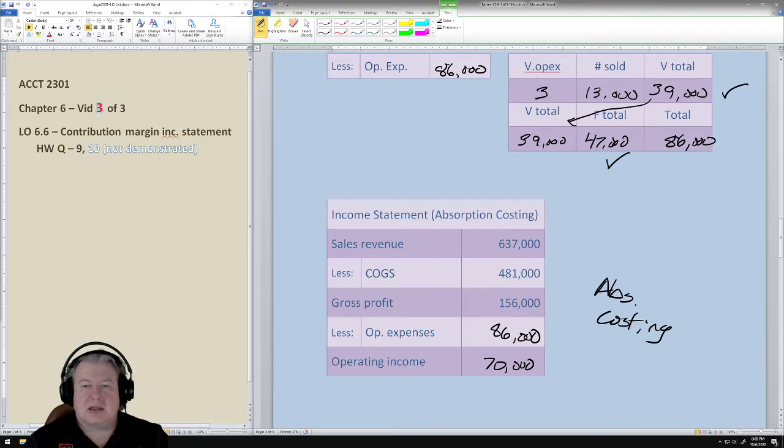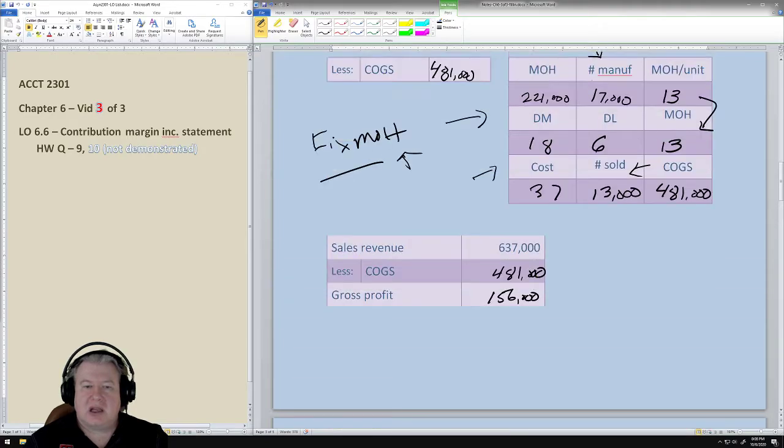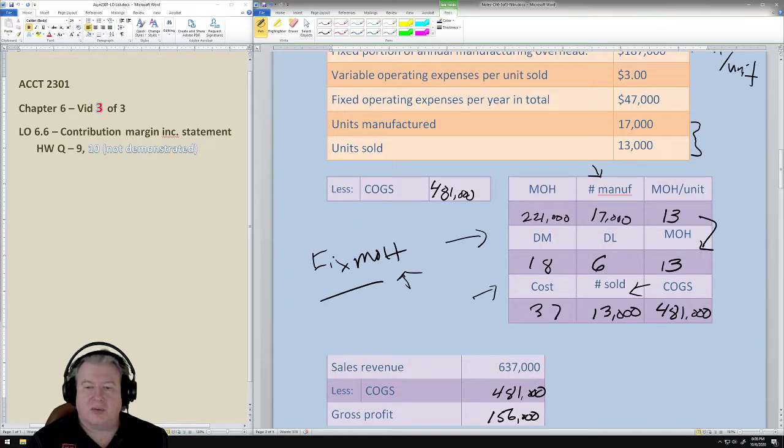And just to be clear, where did the fixed MOH go? If you notice, the fixed MOH was included in the total MOH here and figured out as a per unit item. So it was included as a per unit cost.